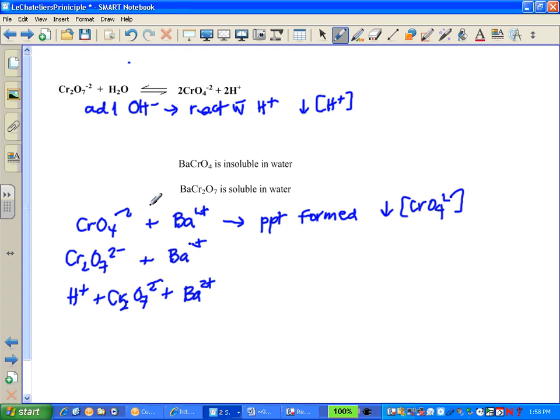In the second equilibrium, we start with mainly dichromate ions. There'll be a small concentration of the chromate ions present. So because of the small concentration of the chromate, okay, the precipitate will be formed.